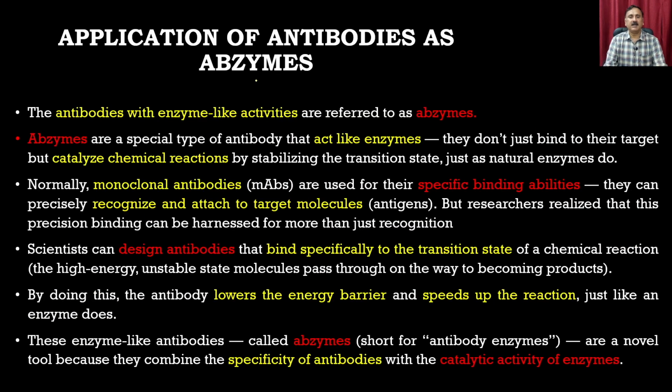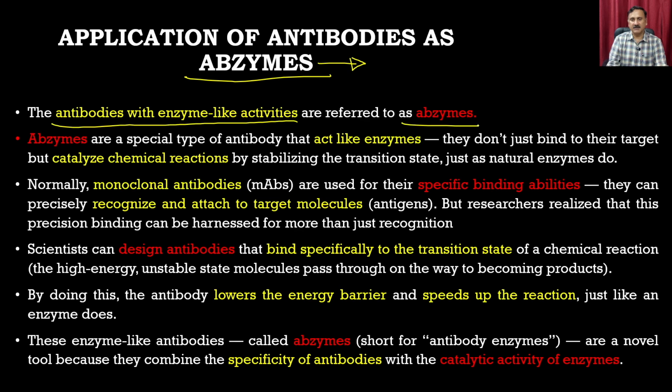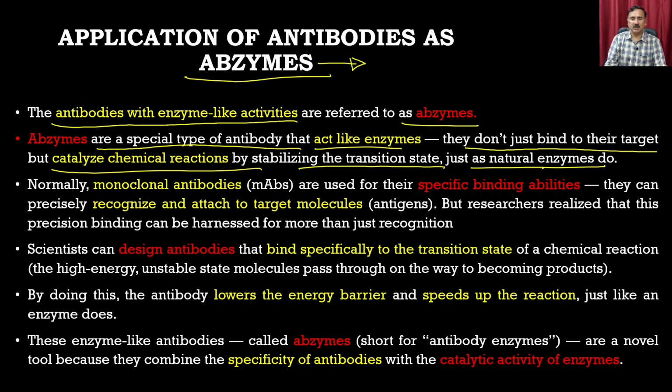Then you can also use the antibody as an enzyme. So you can use the antibody for behaving like an enzyme. The antibodies with enzyme-like activity are referred to as abzymes. Abzymes are a specialized type of antibody that act as an enzyme. They don't just bind their target but catalyze the chemical reaction by stabilizing the transition states, just as natural enzymes do. Normally the monoclonal antibodies are used for their specific binding abilities, and they can precisely recognize and attach to the target molecules.